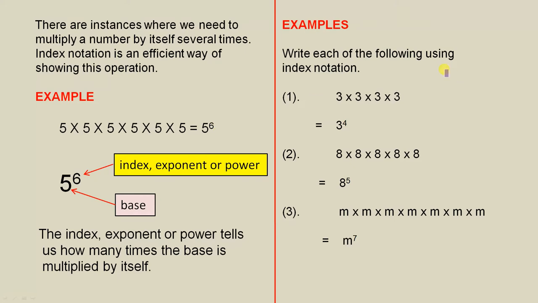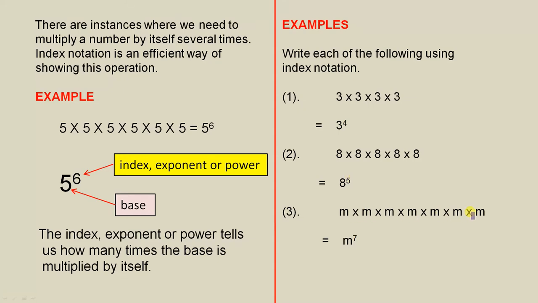Let's look at some examples. Write each of the following using index notation. All these 3's are multiplied together, so that's the base. There are 4 of them, so it's 3 to the power of 4. All these 8's are multiplied together, so that's the base. There are 5 of them, so it's 8 to the power of 5. 8 is the base and 5 is the index, the exponent or the power.